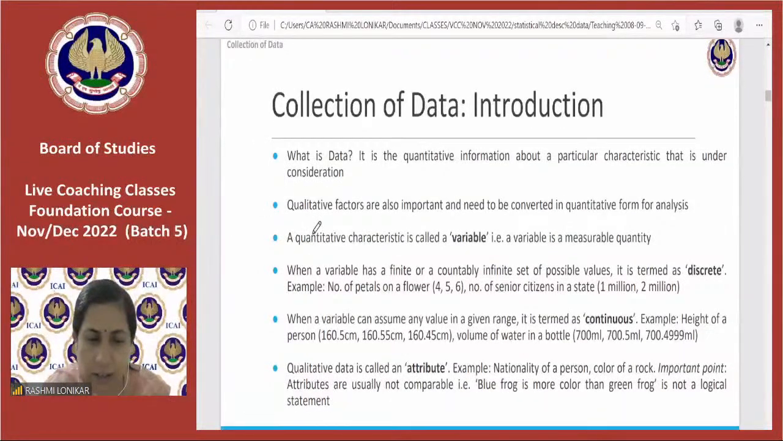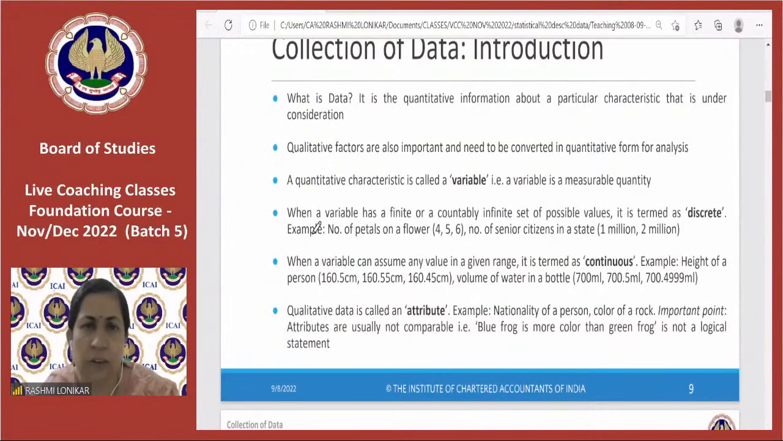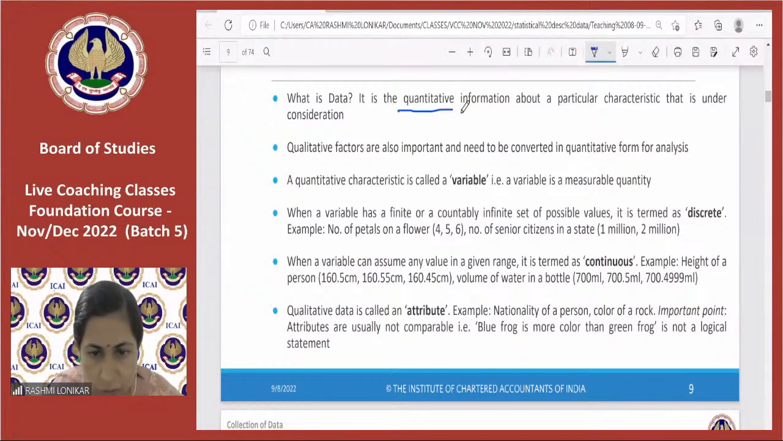Okay, collection of data, introduction. So what is data? We are listening everywhere about data and how India is becoming a hub of data, or data analysis. Indians are very good at data analysis, being data scientists. So what does it mean? Data is quantitative information.